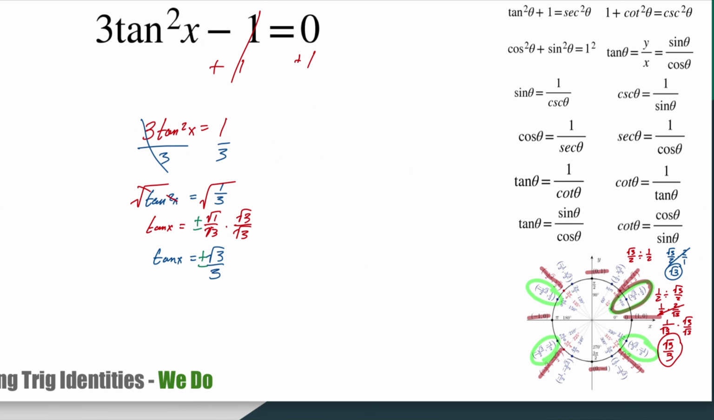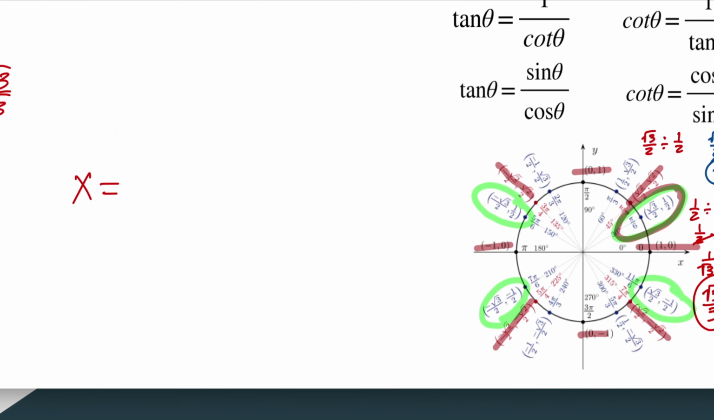Sorry, I know I didn't do the inverse, but I'm sure by now you realize that that is done. So x is equal to pi over 6, 5 pi over 6, 7 pi over 6, and 11 pi over 6. Okay, and that's it.